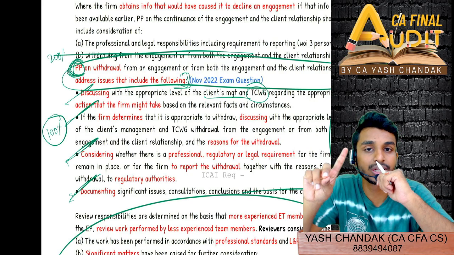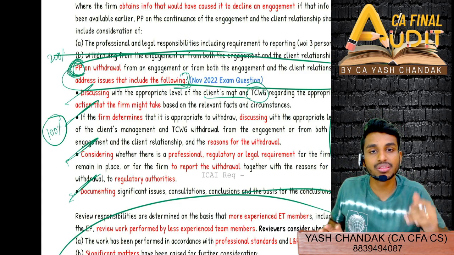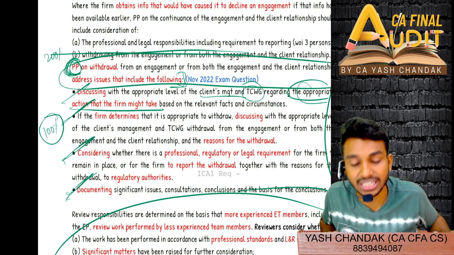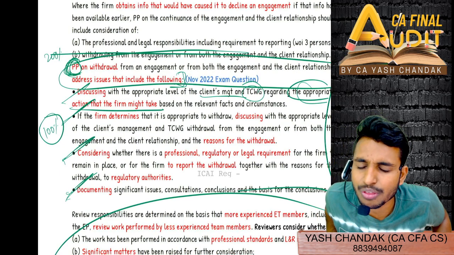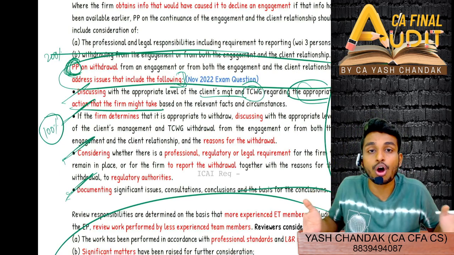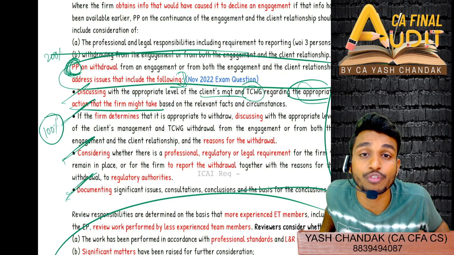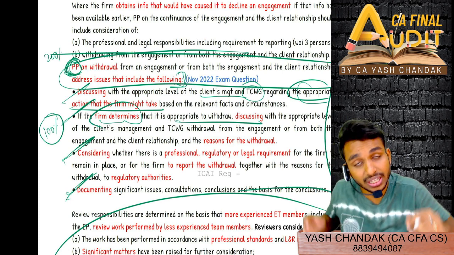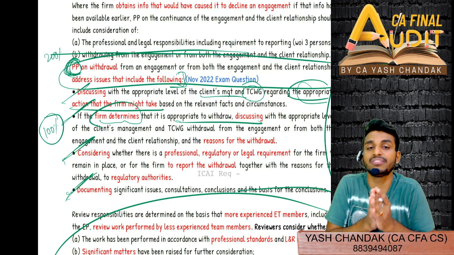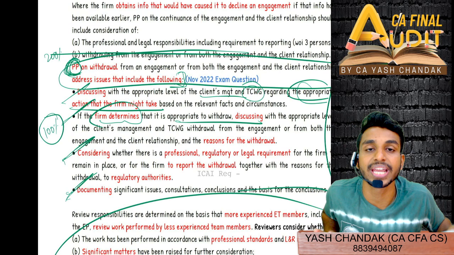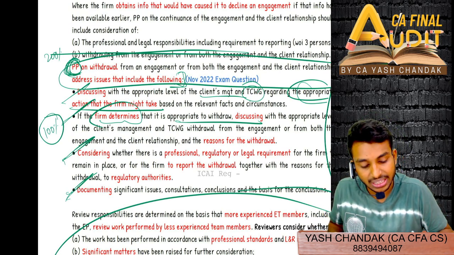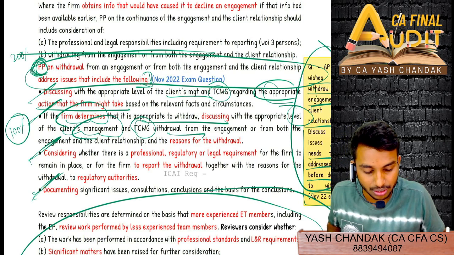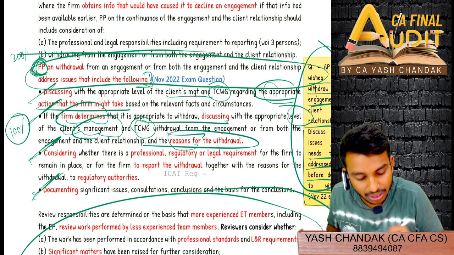Are we clear? So the first point is discussion with the management and the TCWG regarding the appropriateness of the action that the firm might take, that we might withdraw from the engagement or from the client relationship as a whole. Then if the firm determines after all the discussion that it is appropriate to withdraw from the engagement or the client relationship, we'll discuss with the appropriate level of the client's management and TCWG the withdrawal from the engagement and give the reason for the withdrawal.